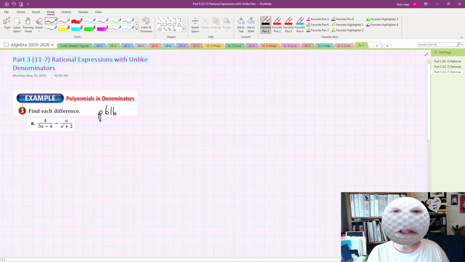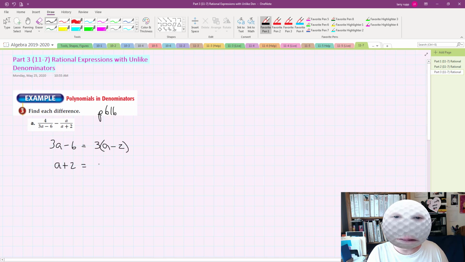Alright, so we look at these and we need to find out what the least common multiple is for these denominators. So we have 3a minus 6. Okay, now, what can we do? You have to be able to recognize and look at that and go, we could factor something out of there, right? We could factor out a 3. If we factor out a 3 from 3a, we're left with a. And if we factor a 3 out of 6, we're left with 2. Okay, so those are the two factors there. And then we have a plus 2.